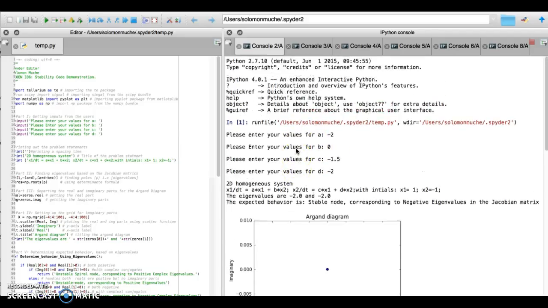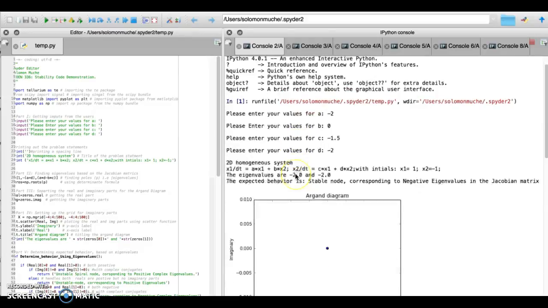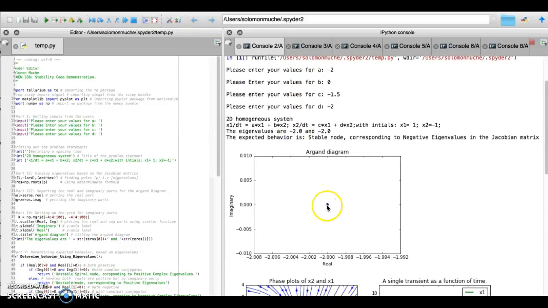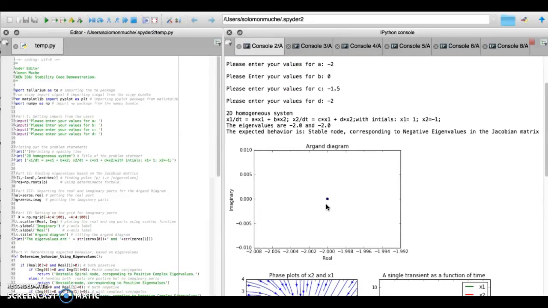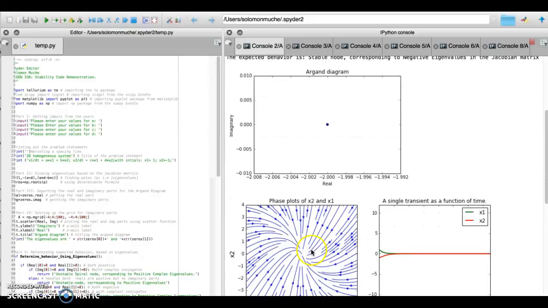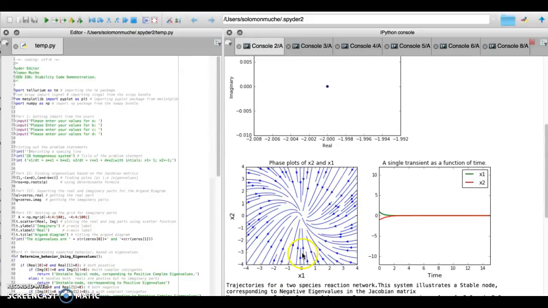As you see, both eigenvalues are negative, so we should expect the system to be stable. As you see, all the x1 and x2 are converging towards the steady state value. And then you can also see the time plot. Both x1 and x2 are converging to the steady state solution. So we can conclude that the system is indeed stable.